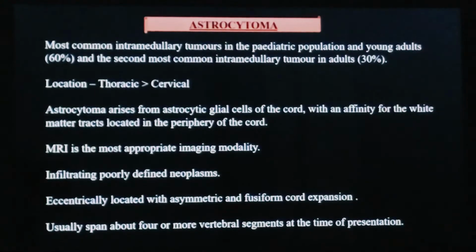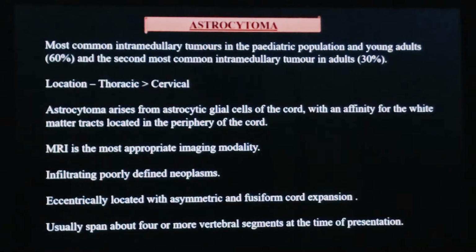Now we'll talk about astrocytoma. Astrocytomas are the most common intramedullary tumors in the pediatric population and young adults, and they are second most common in adults. So ependymoma is the most common intramedullary spinal cord tumor in adults, and astrocytoma is most common in the pediatric population. Location wise, the thoracic part of the spinal cord is more common than cervical.